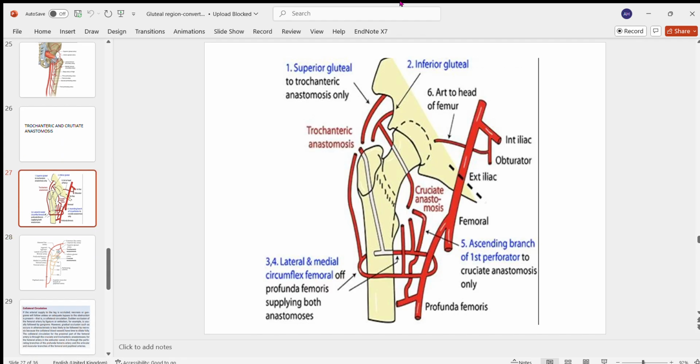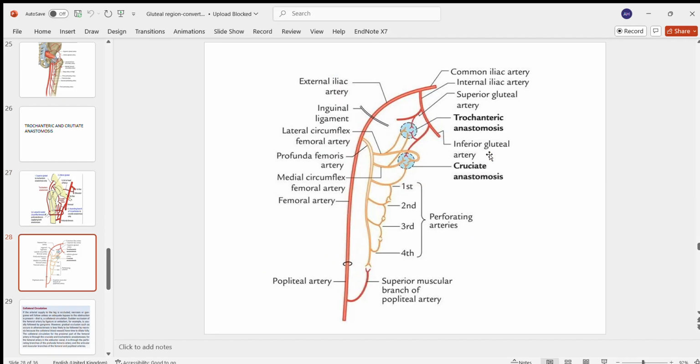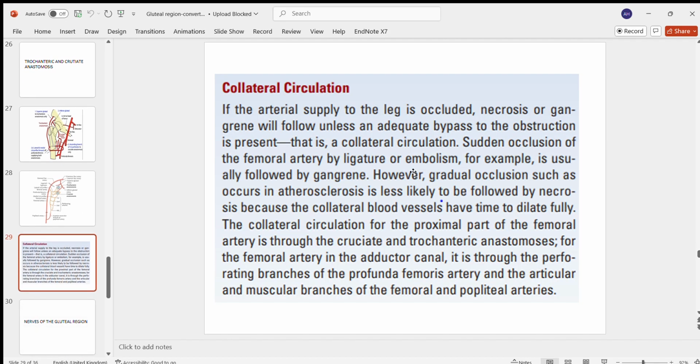And both the superior and inferior gluteal arteries are branches of the internal iliac artery. The superior gluteal is branch of the posterior division of the internal iliac, and inferior gluteal is the branch of anterior division of the internal iliac artery. Here again we can see the trochanteric anastomosis, and this is the cruciate anastomosis.